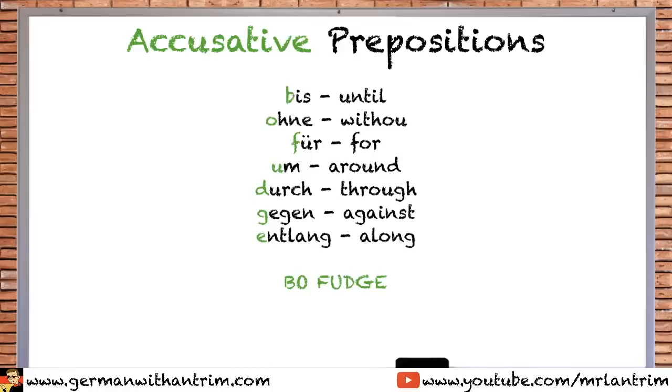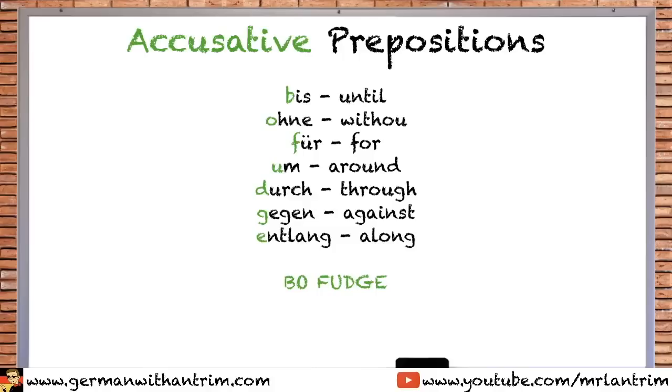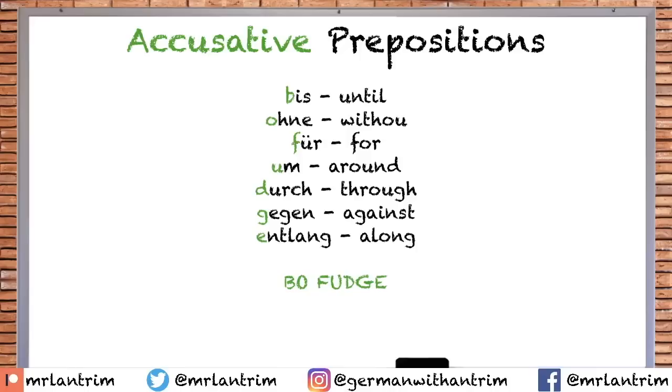Now, if you want a mnemonic device for this, the reason I put them in this order is because I have the mnemonic device of B-O fudge. If you know anything about the English language, you know that B-O is an abbreviation of body odor. If you have body odor so bad that it has its own substance to the smell, that would be B-O fudge. It's body odor so bad you can make fudge out of it. That's awful and sounds really gross because it is, but B-O fudge is my mnemonic device for using this.